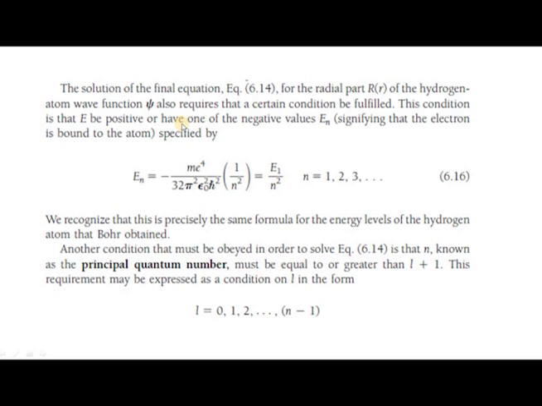If the hydrogen atom exists in ionized form, it can have a positive value, but if it exists in an atomic state such that the electron is revolving around the nucleus, it is a stable bound form.